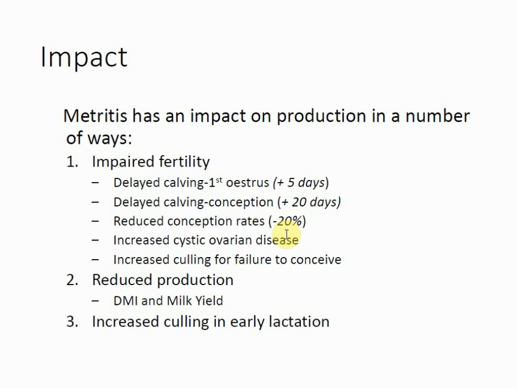John then talks about the effects of metritis, just massive effects, a huge ability to reduce conception rates, extend calving intervals, increase the risk of cystic ovarian disease, and obviously increase your cull rate. It also has a direct effect on dry matter intake and milk yield. So, really important to get it right. And if we're looking to reduce the risk of metritis, we have to look at the transition period.